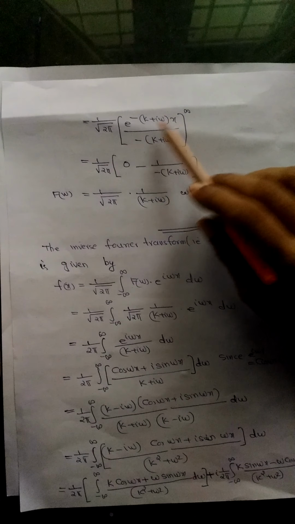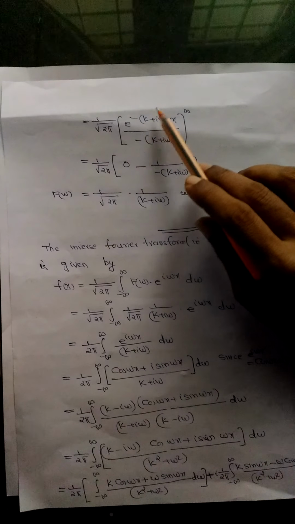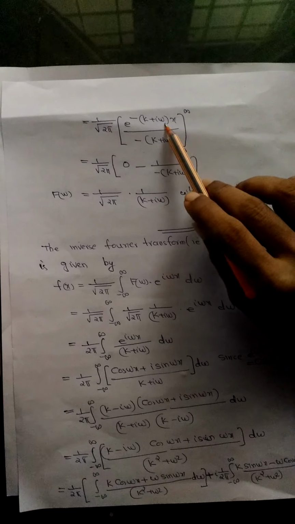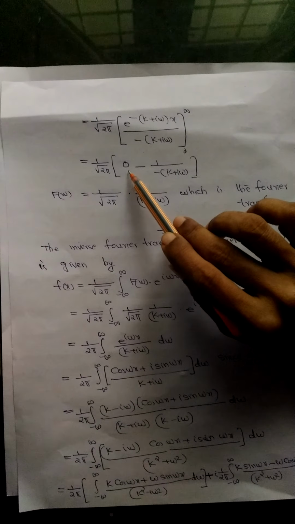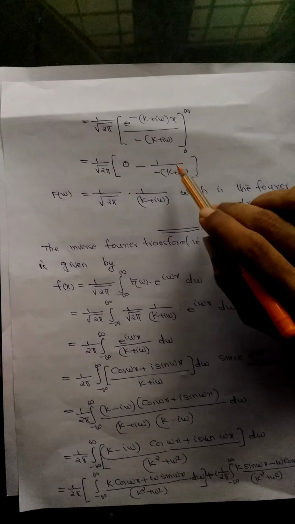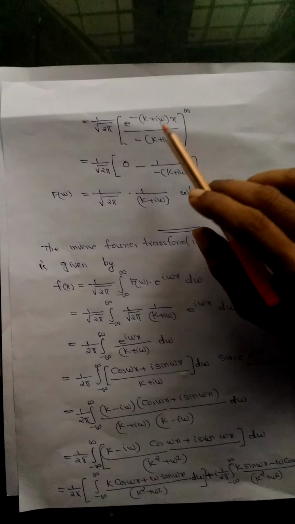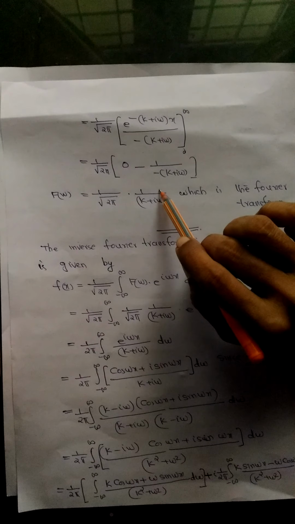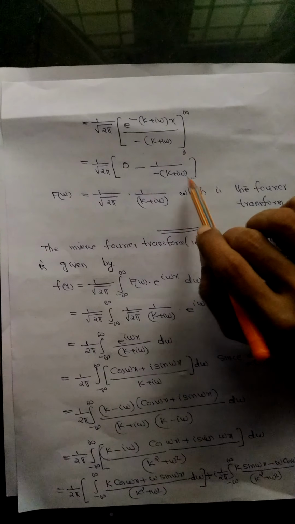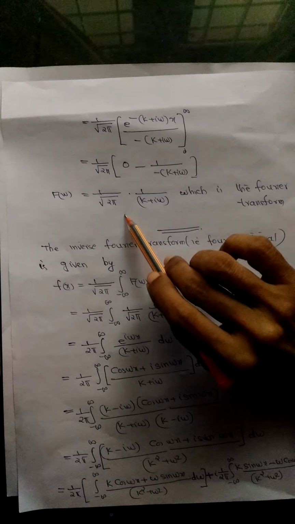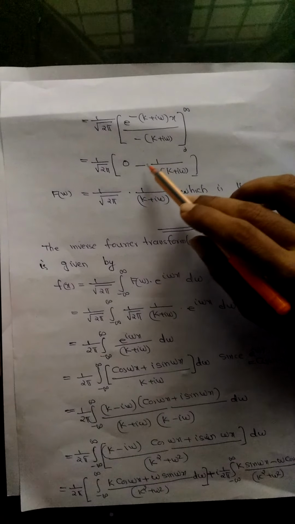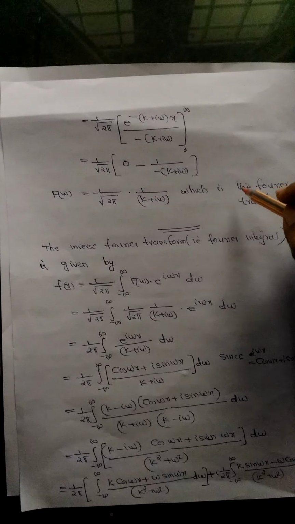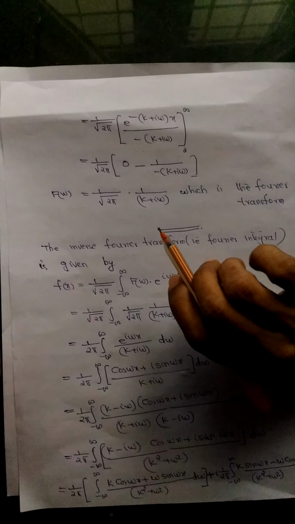If we apply the upper limit, we get the first term as e raised to minus infinity by minus of k plus i omega, and we know e raised to minus infinity is 0. So the first term is 0. Then 0 minus, apply the lower limit, and we know e raised to 0 is 1, so 1 divided by minus of k plus i omega. So that is equal to 1 by root 2 pi into 1 by minus, the minus cancels. So we get 1 by k plus i omega, which is the Fourier transform.